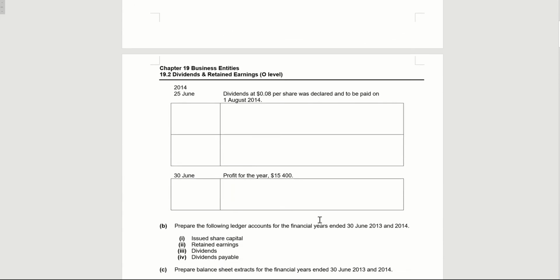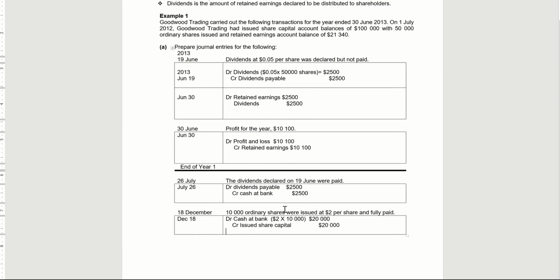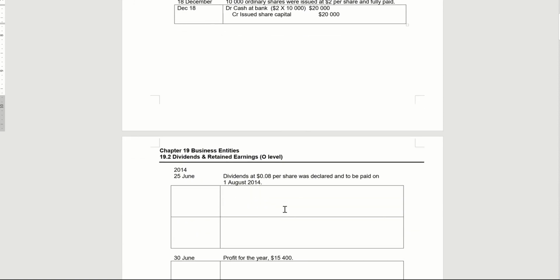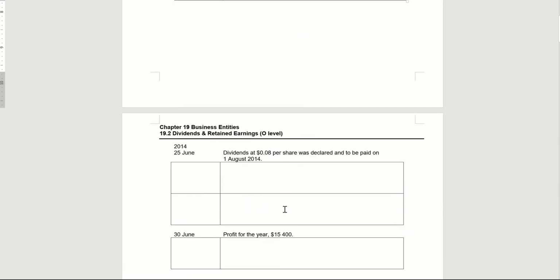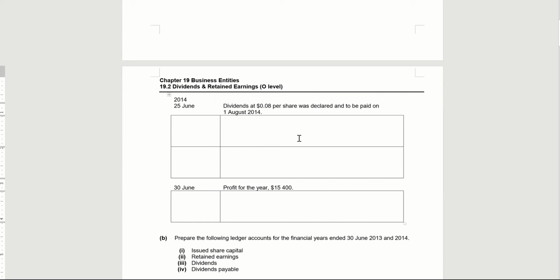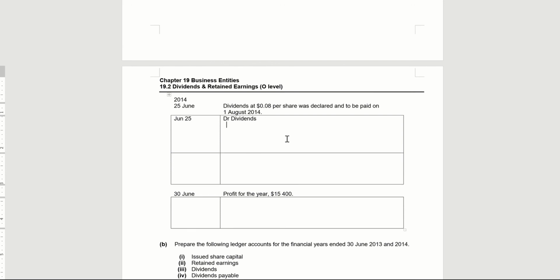Okay, if you were to continue on 25th June 2014, this is another dividends being declared to reward the shareholders. Take note, the dividends again was declared, but it will be paid at a later date on 1st of August. So again, we will debit dividends and credit dividends payable.